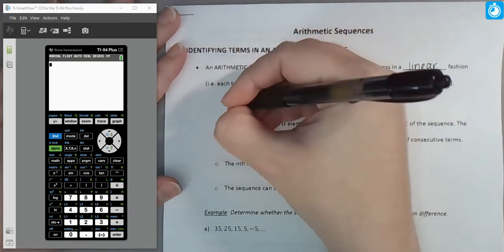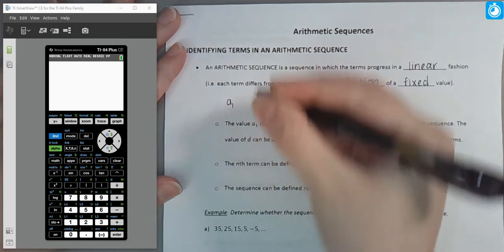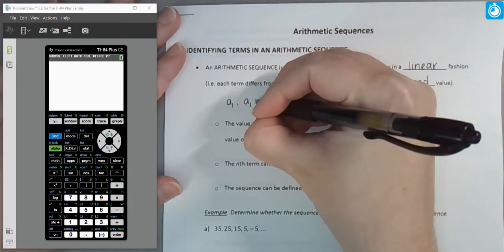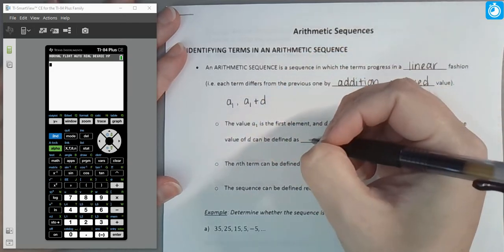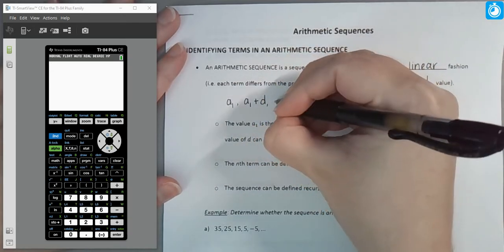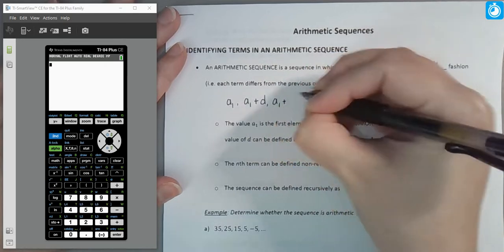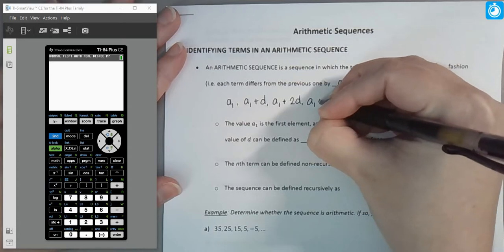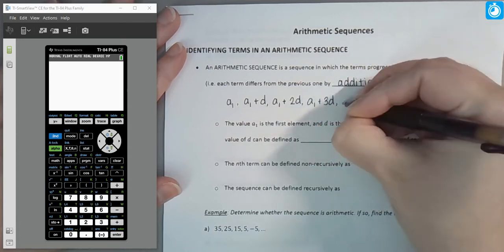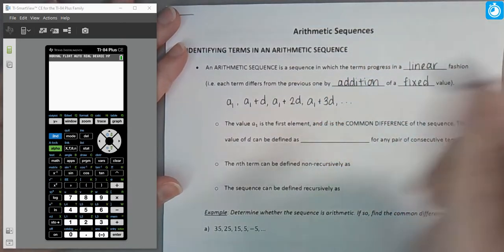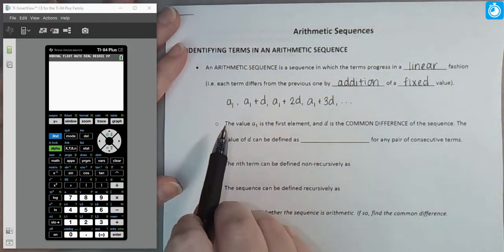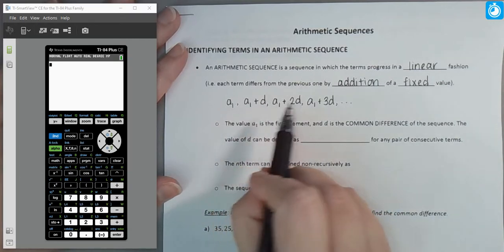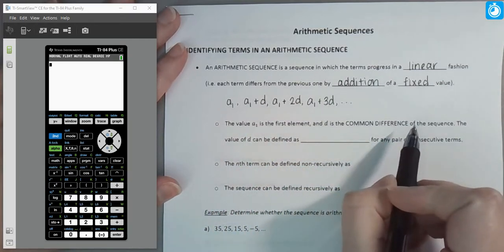So we'll start with a particular term, we'll call A1. The next term will consist of A1 plus some value that we call D. The next term will be A1 plus 2D. The next term will be A1 plus 3D. And then so on and so forth for any term in the sequence. So the value A1 is going to be the first element, the first term, and D is referred to as the common difference of the sequence.